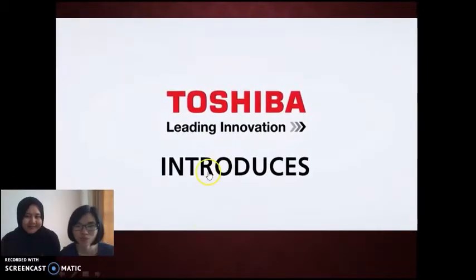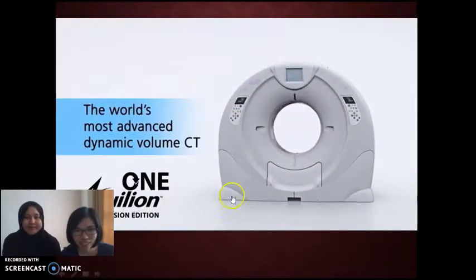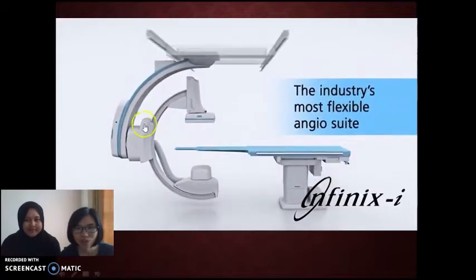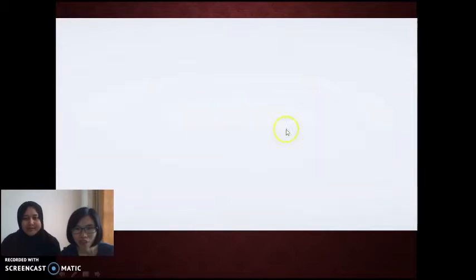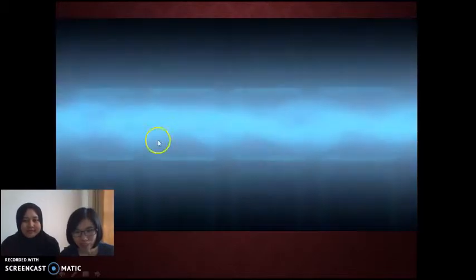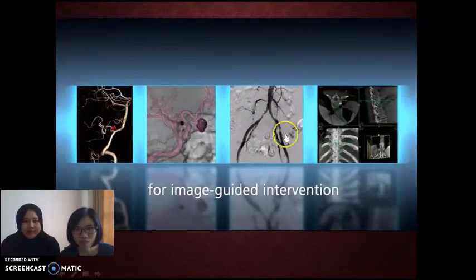This one is from the company Toshiba. This one is the CT scan, the most advanced dynamic volume CT, and this one is the C-arm. And then when they're combined, they're sharing only one table, CT and Angio, as you can see in the image.